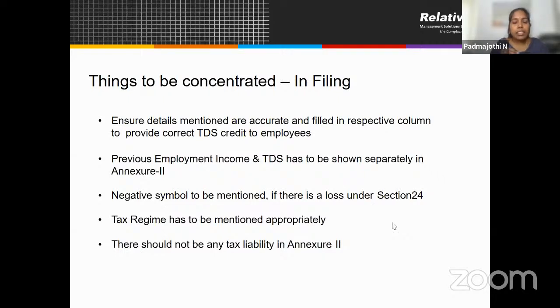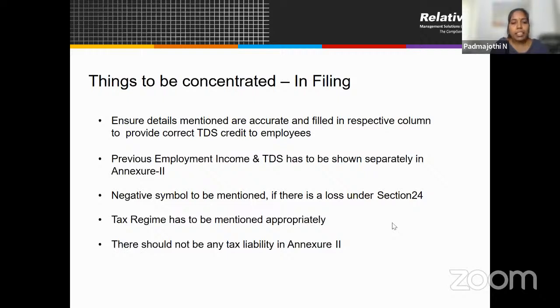Okay. And the second thing is previous employer income and TDS. We cannot club it with the current employer income. It has to be shown under a separate column. There is a separate column for the previous employer income. So in that you have to mention the previous employer income and the TDS deducted by the previous employer.